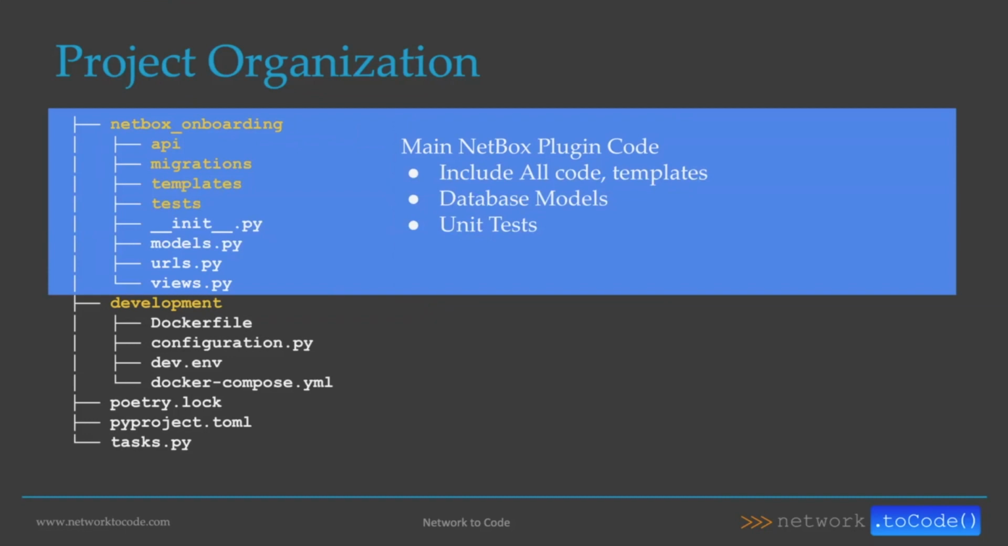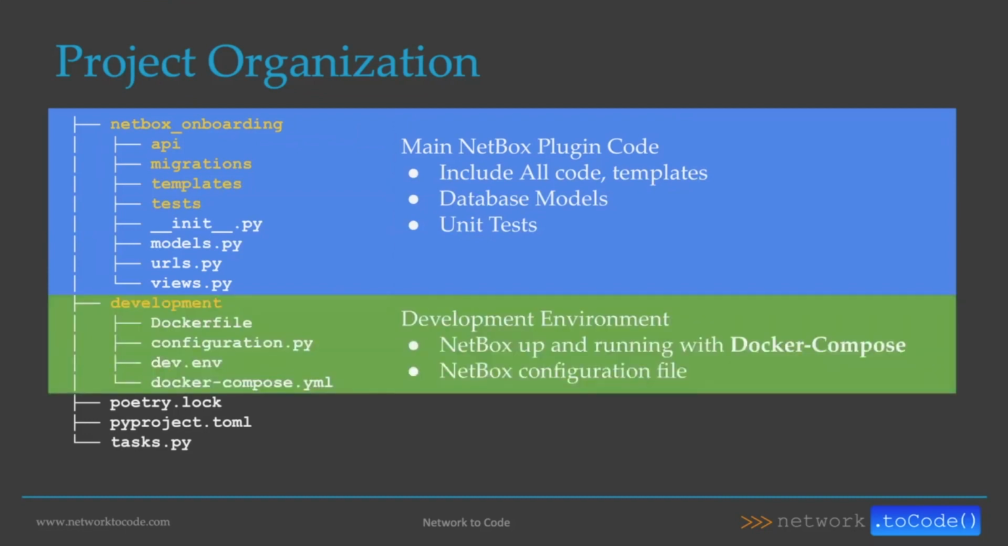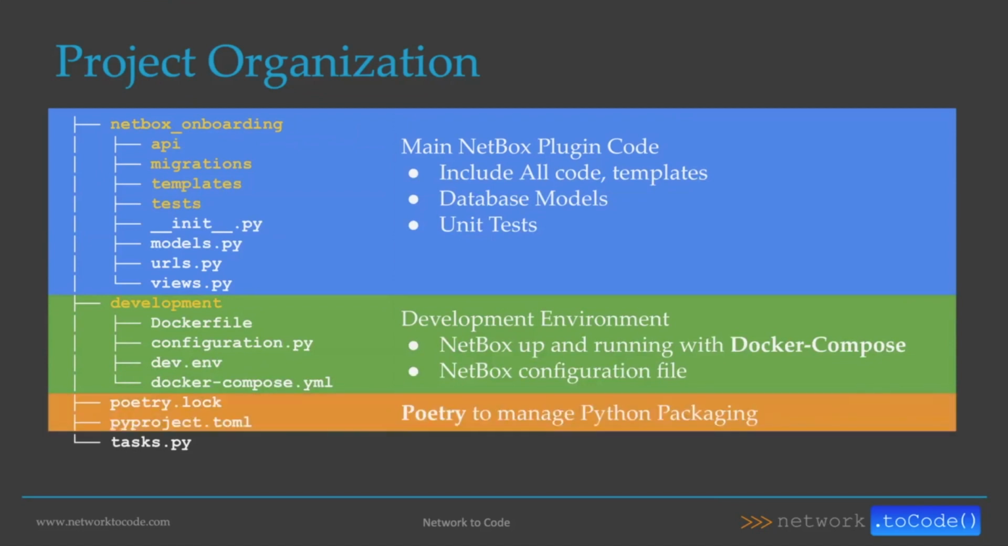Then moving on, we have the next directory, which is about everything you need to create your development environments, your portable environments. And here, what we're going to use is Docker Compose. And so you have a configuration file for NetBox. You have Dockerfiles and a Docker Compose file. Then we're using Poetry to actually manage the packaging itself, and Poetry relies on two files, the poetry.lock and the pyproject.toml, and so we'll talk more about it.